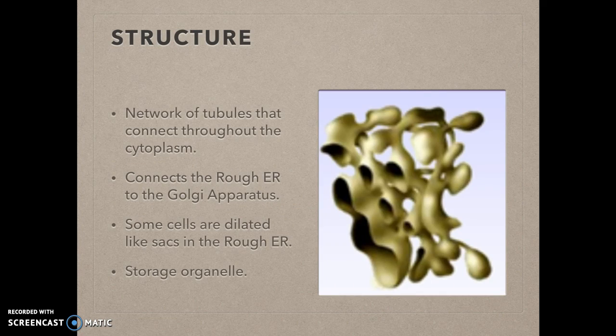Its structure: it has a network of tubules that connect throughout the cytoplasm. It connects the rough ER to the Golgi apparatus. Some cells are dilated like sacs in the rough ER, and it's more of a storage organelle. It has a lot of unsaturated fatty acids, making it very fluid.